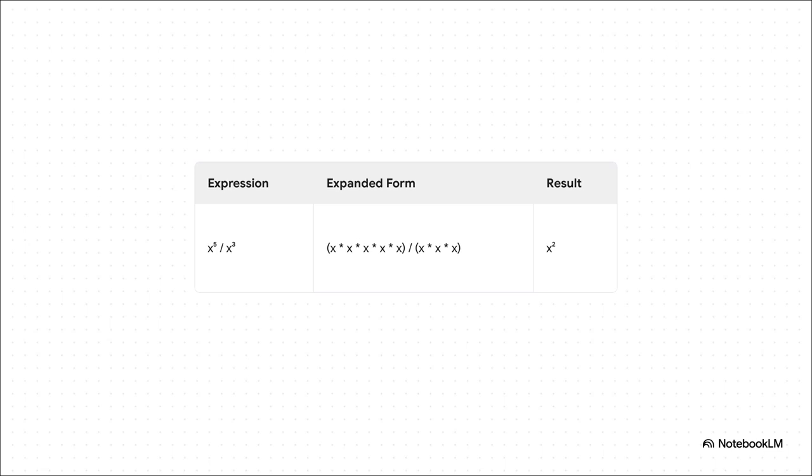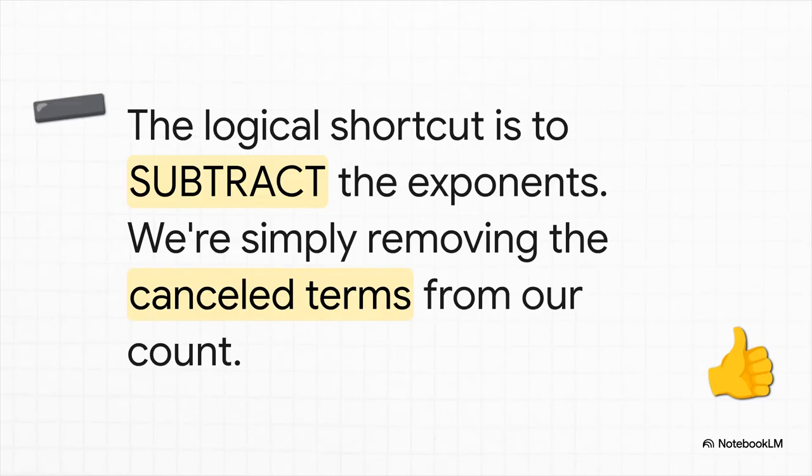So we can start canceling out the pairs. And what are we left with? Just 2 x's on top. In other words, x squared. And boom, there it is. We've just figured out the quotient rule. The logical shortcut is just to subtract the bottom exponent from the top one. It makes total sense. We're just removing those canceled terms from our count.